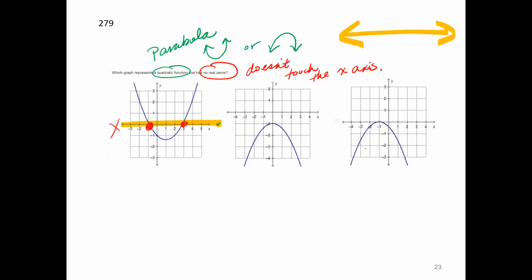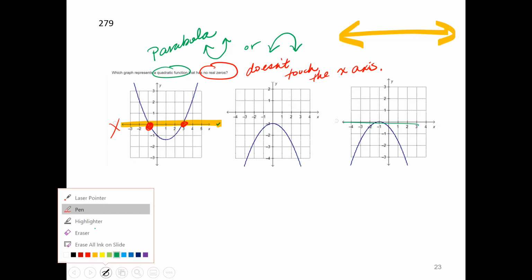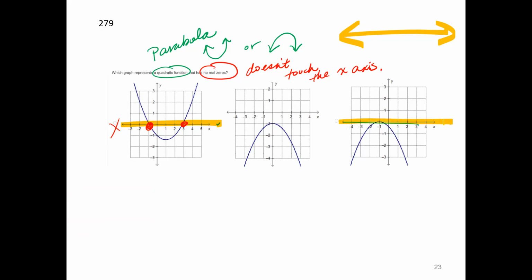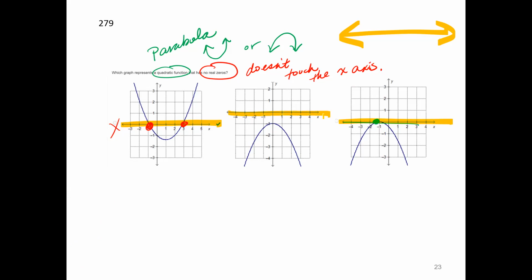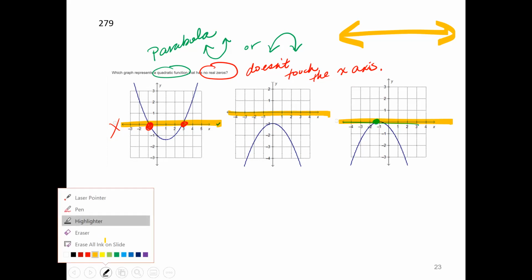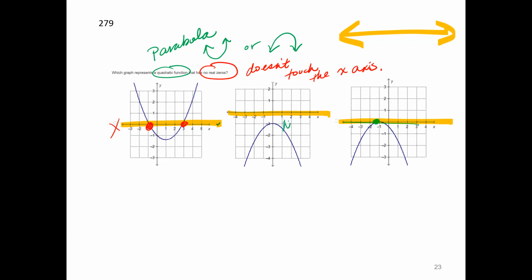Take a look at C. Here is your x-axis. Does your blue graph touch the x-axis? Yeah, right there at x equals -1.5. Here's your x-axis for B. Does your graph touch the x-axis? Nope, does not touch that. So guess what? B is your correct answer. And that's what it's asking you.